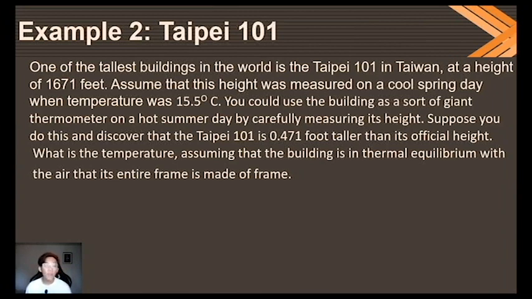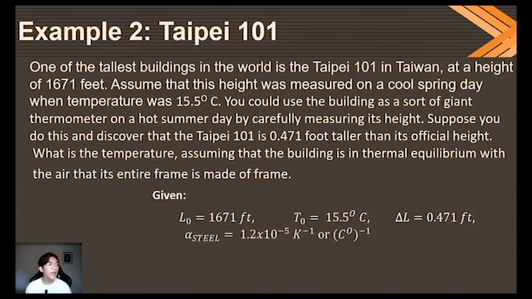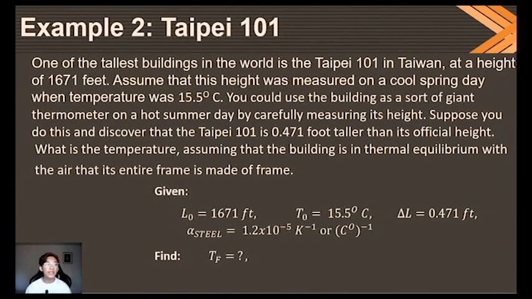So our givens for this problem are the following. The initial length of our Taipei 101 is equal to 1,671 feet. Initial temperature is 15.0 degrees Celsius, and the delta L, or change in length, is equal to 0.471 feet, and the coefficient of linear thermal expansion of our steel is equal to 1.2 times 10 raised to the power of negative 5 per Kelvin or per Celsius degree. And we are asked to find the final temperature of our Taipei building. Now, let's solve example number 2.